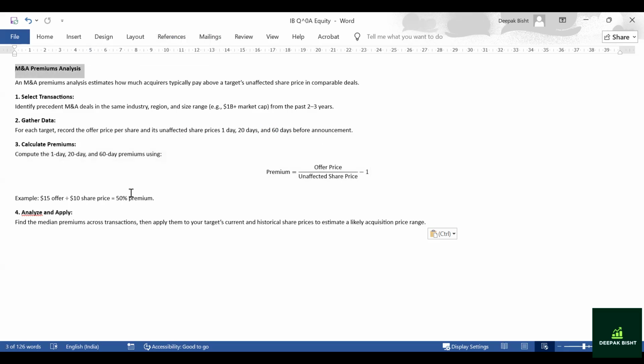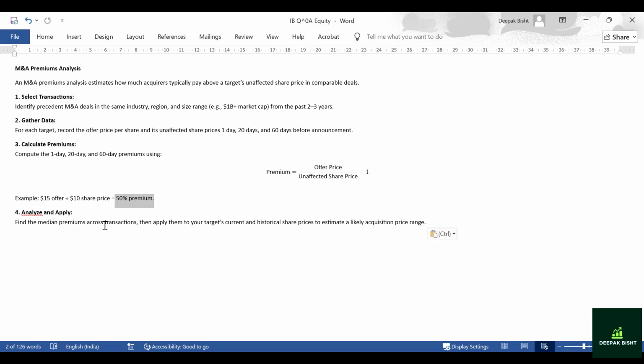So in M&A premium analysis, we look at how much above the unaffected share price the offers are. The unaffected share price is what we have calculated, and the other people who are interested in the bidding are offering us 15 per share. Our valuation we do not disclose as per the unaffected share price. If you have done a merger acquisition for the purpose of selling it later on, the unaffected share price is what we have calculated and what the others are offering, internal and external. Then you get a 50% premium. If the deal is happening for a 50% premium, then you analyze and apply.